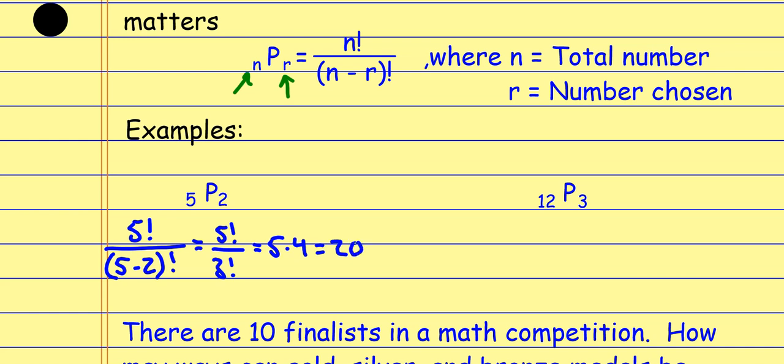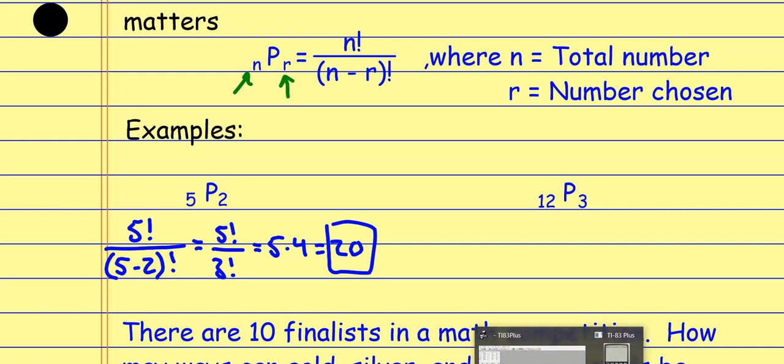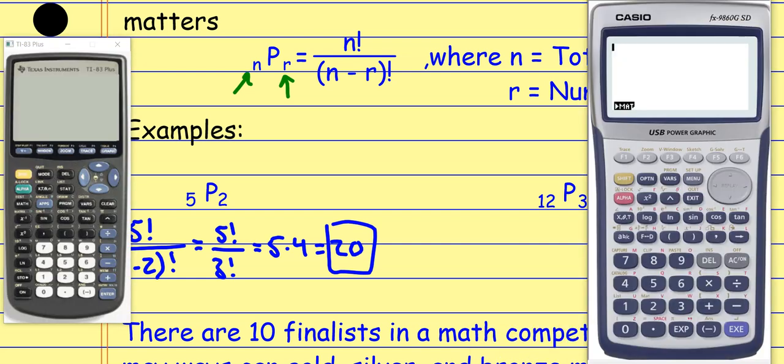Now I'm going to show you how to do it on the calculator. I have my 2 big calculators here. I've got the TI calculator, and I've got the Casio calculator. I'll start with the TI. Over here on the TI, you're going to hit the math button.